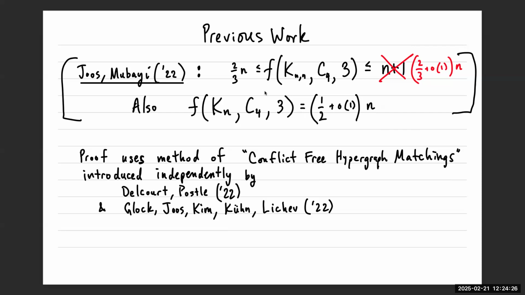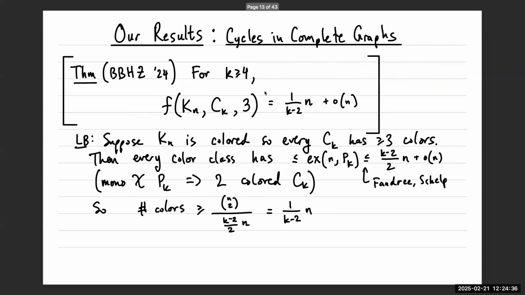We said, what about longer cycles? This is a natural thing you might ask. So you want to know how many colors you need to color the edges of KN so that every copy of CK receives at least 3 colors. Okay. And we basically generalized what they did for C4 to all K.